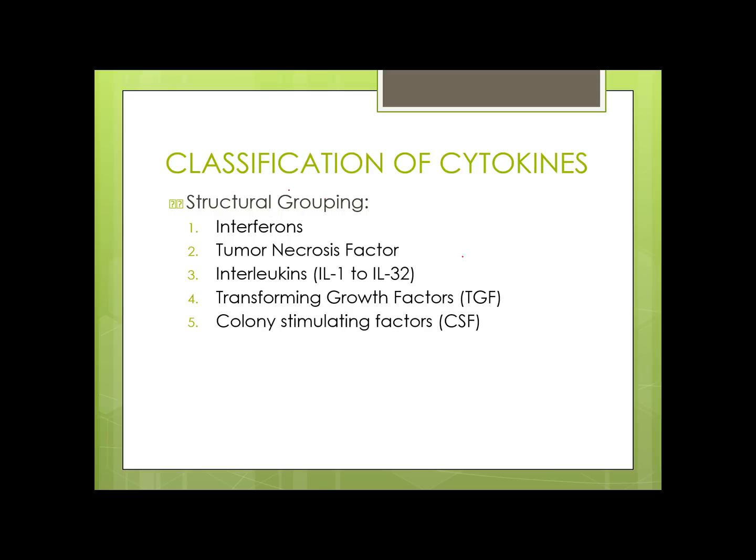Now, classification of cytokines. The first one is their structural groupings. The first one is your interferons. The second is your tumor necrosis factor. The third one is your interleukins 1 to 32, your transforming growth factor, and your colony stimulating factor. So you're already familiar with these two. This is included in your hematology. If you still remember in your hematopoiesis, dinidiscuss yan doon. But we will tackle some of the cytokines na involved dyan, specifically on immune regulation.